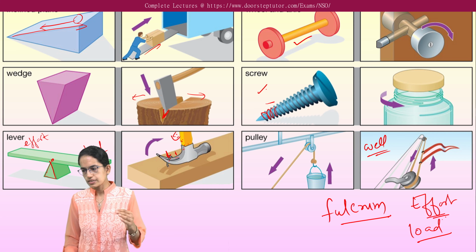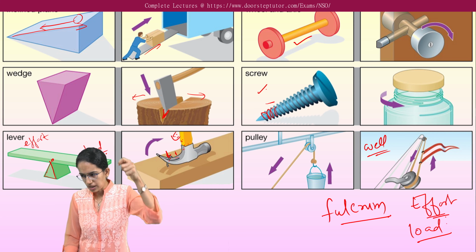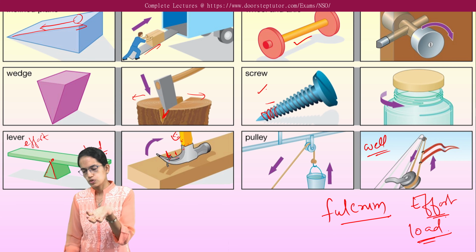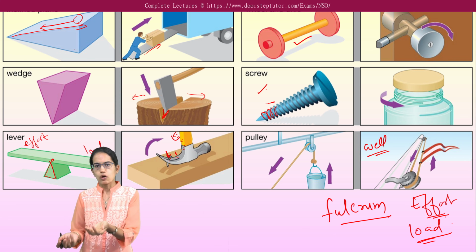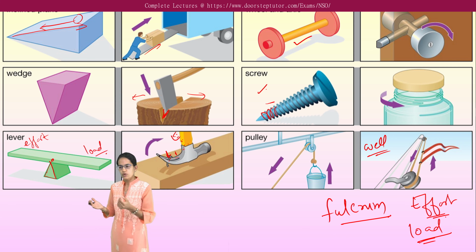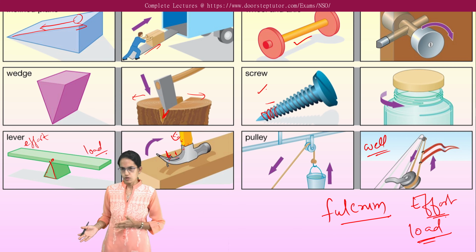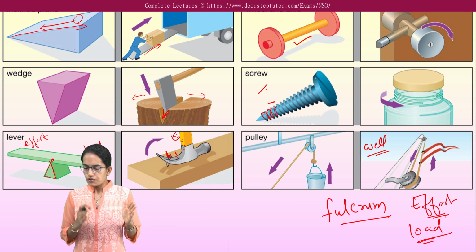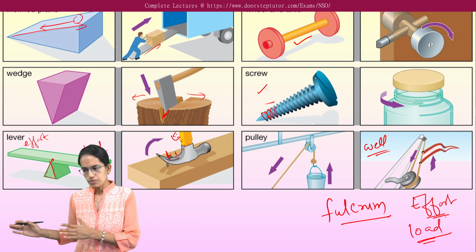So effort is the point where the force is applied and load is the point which is lifted. So load is the weight or the thing that you are trying to lift. Now there are three types of lever: class 1, class 2 and class 3 lever. We would understand each of these as we proceed.